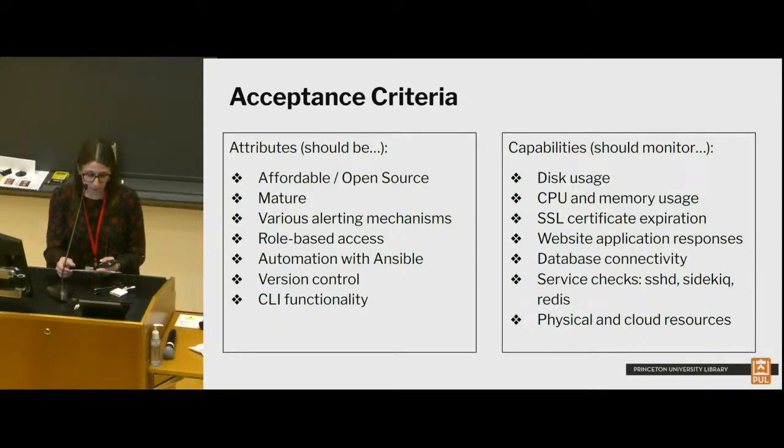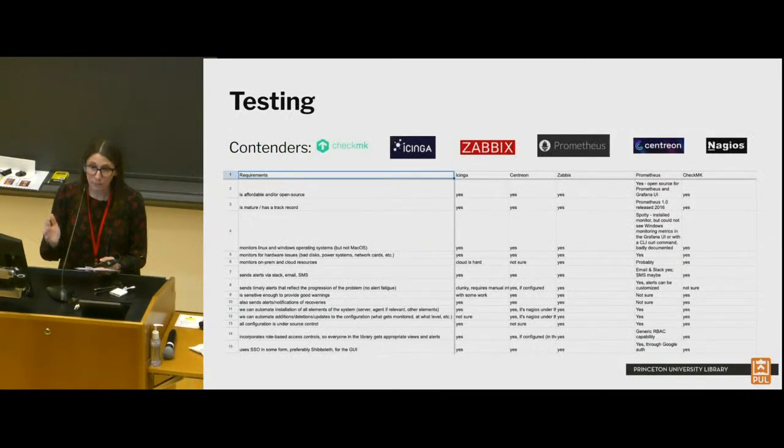And for capabilities, we wanted to monitor things like disk usage, web application responses, physical and cloud resources, among the other capabilities listed here. So after coming up with these criteria, the operations team started testing these tools that we researched, and these are the different tools that you can see here. And we divided these up amongst team members, and our testing basically looked like spinning up virtual machines, installing the applications, testing authentication, adding users, talking to vendors and other folks on campus who have used these tools.